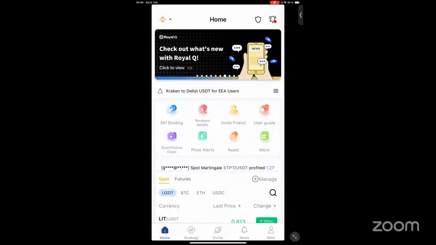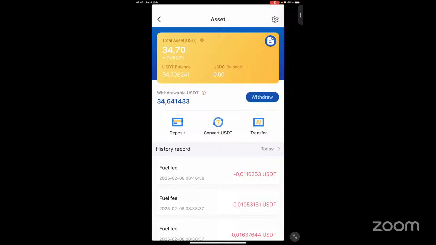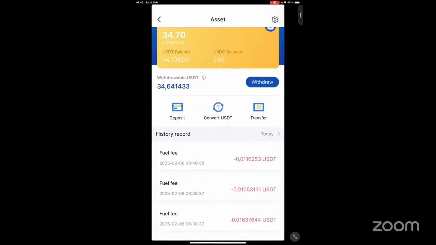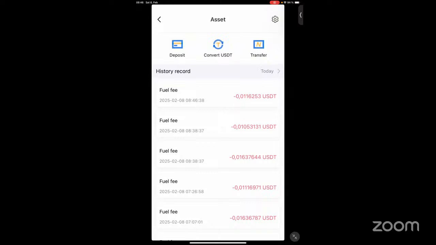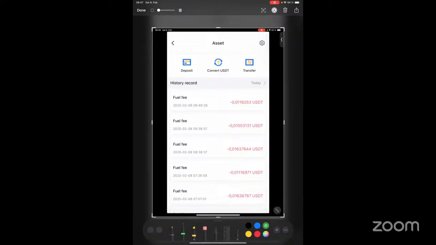All right, now let's go to assets. You can see there are some deductions here. I just want to talk about the fuel fee aspect for the asset. I'll break it down on a different home tab later. So we have fuel fee, fuel fee, fuel fee. What does it mean? Remember I told you that any profit you make, you are being charged 20%.